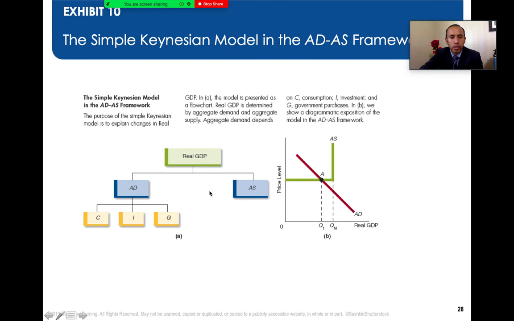So we can either graph this in a way that it's sequential, or in the chart, or we can also illustrate this graphically in Model B, which is a diagrammatic exposition of the ADAS model and its framework.